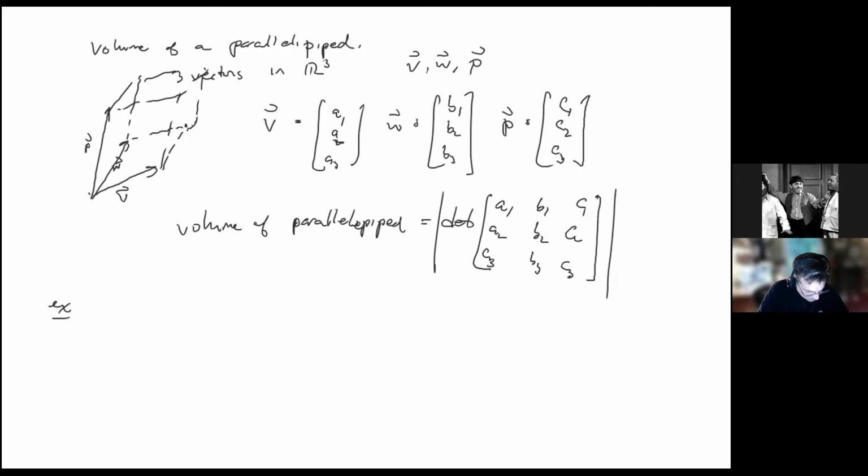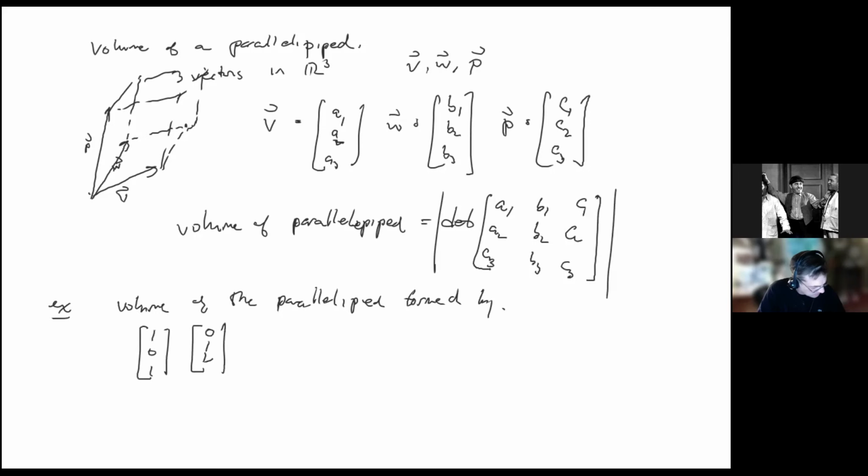Compute the volume of the parallelepiped formed by the vectors (1, 0, 1), (0, 1, 2), and (1, -1, 1). So the solution is very simple. You've got (1, 0, 1), (0, 1, 2), (1, -1, 1). We're going to compute its determinant and then take the absolute value.